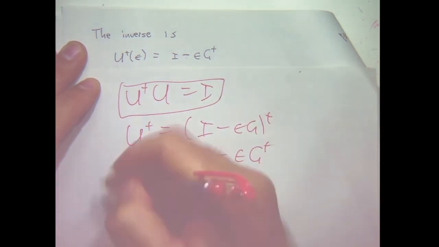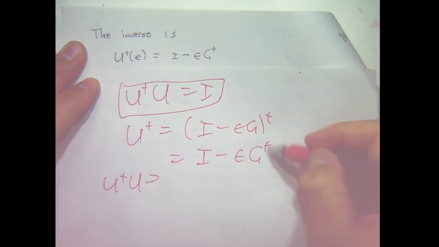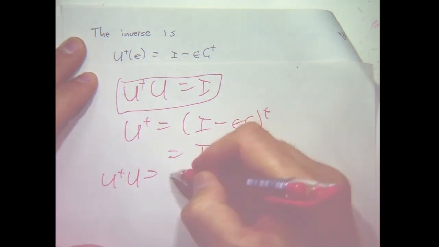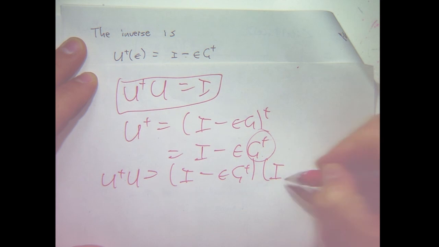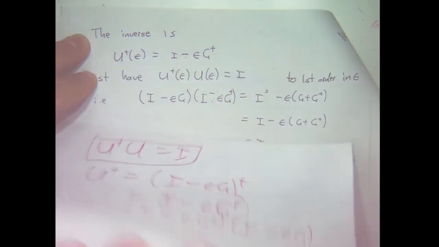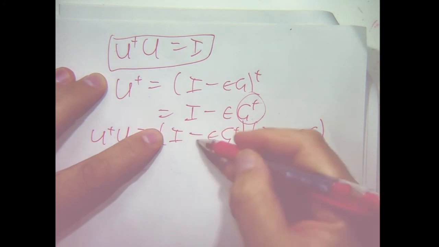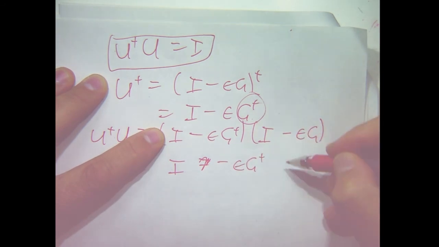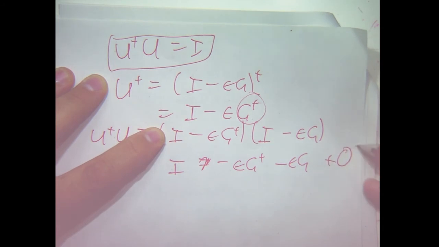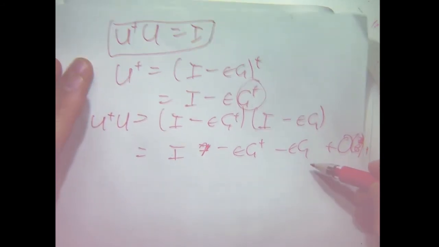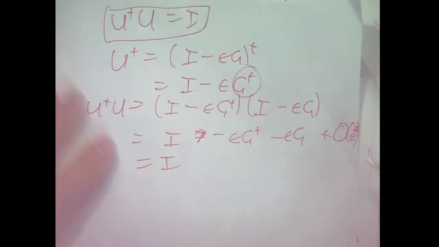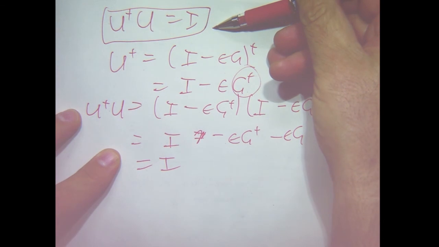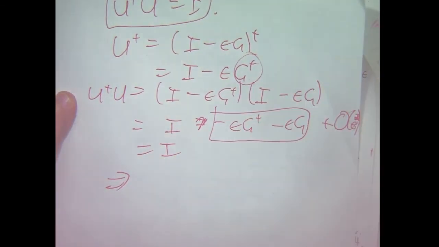But anyway, U dagger U has to equal I, so that gives us a condition that will tell us something about G. So U dagger U is I minus epsilon G dagger times I minus epsilon G. Now multiply this out. I times I is I. Then minus epsilon G dagger minus epsilon G, and there are terms of order epsilon squared, which we ignore. So we're working to first order in epsilon. Now that has to equal I, because U dagger is the inverse of U. So that implies the bracket equals zero, so that G dagger equals minus G.